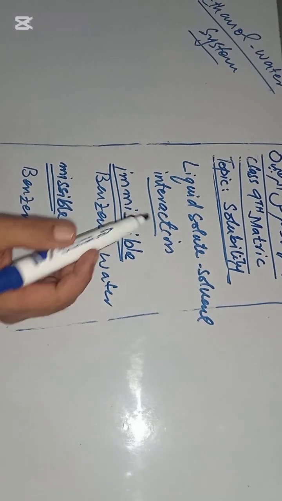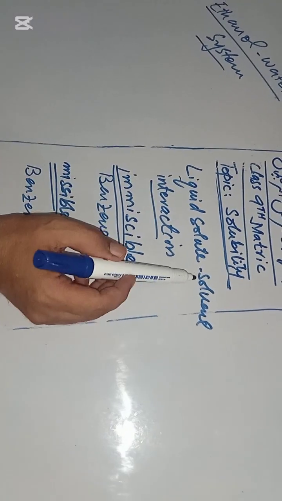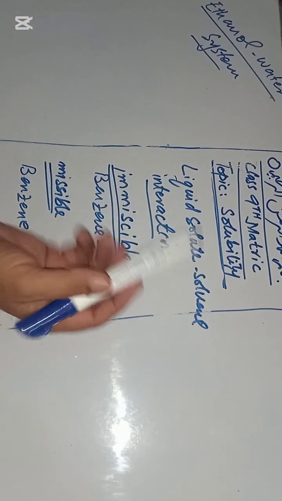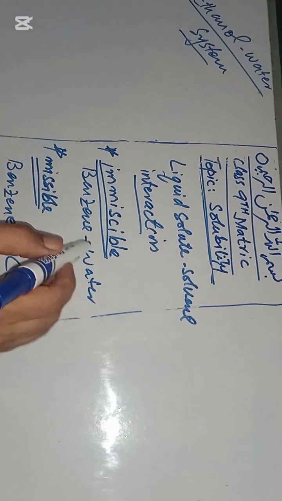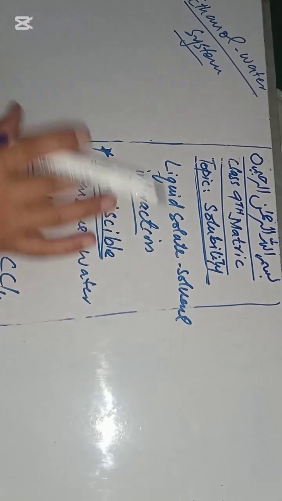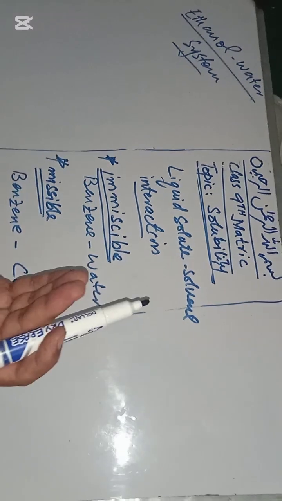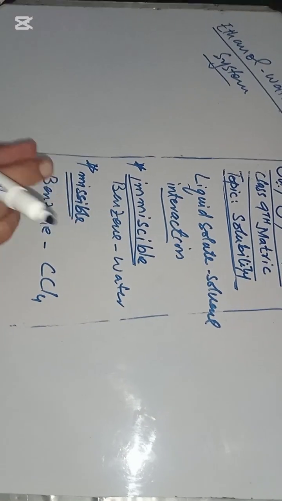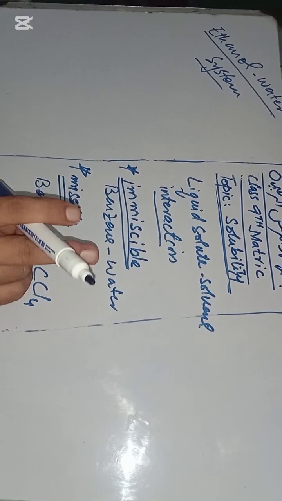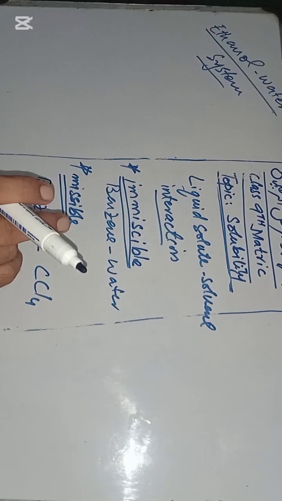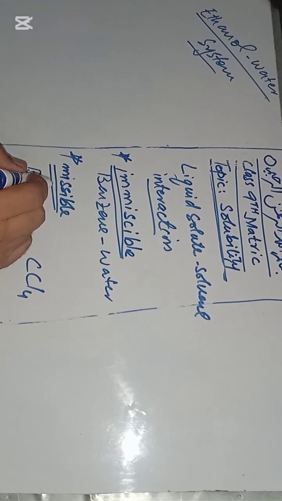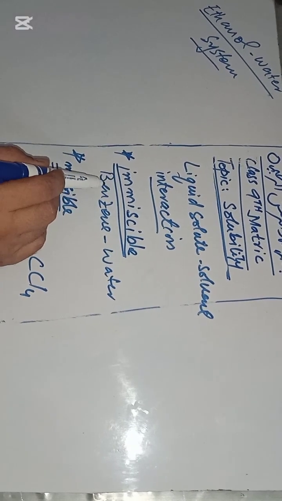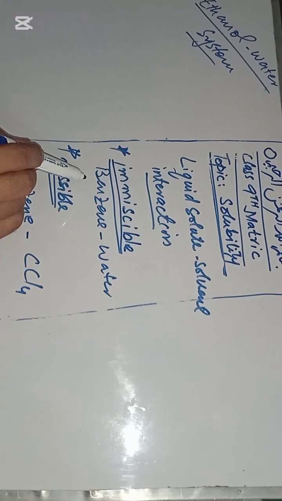Similarly, okay, now for the liquid solute and liquid solvent interaction, we need to know two terms. This is called the miscibility of a liquid solute and a liquid solvent. Simply, when we are talking about two substances which are both in the liquid state, and we want to dissolve them in each other, if they get dissolved, they are called miscible, and if they won't dissolve in each other so freely, they are called immiscible.